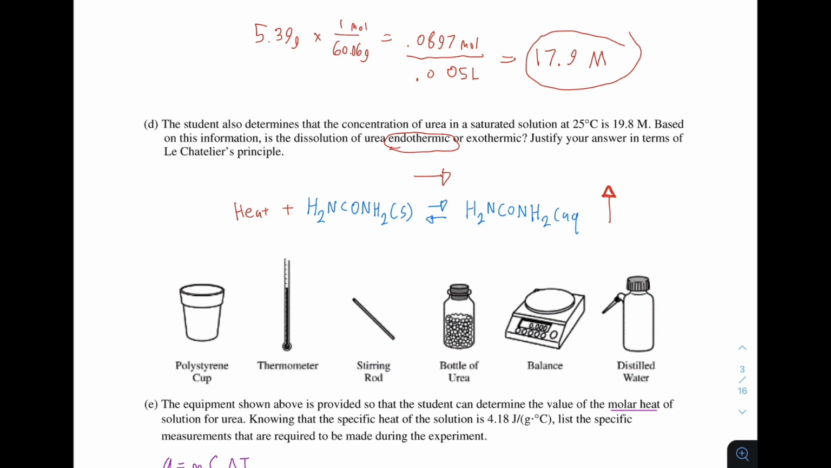So the answer to part D is simply that the dissolution of urea is endothermic, and the justification for that is that when we add heat, the equilibrium is altered so that there is a higher concentration of aqueous urea.